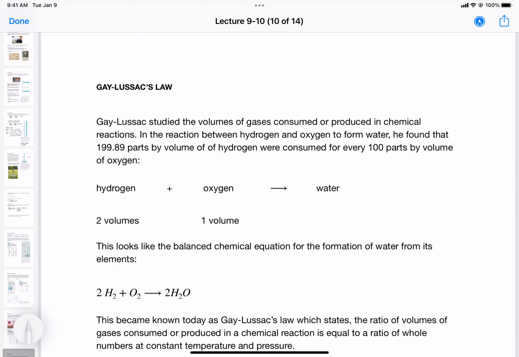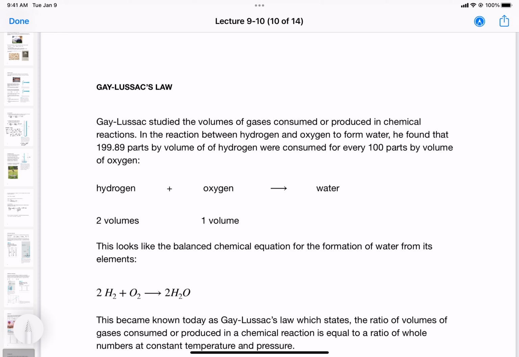Now let's get to the last two laws here. Gay-Lussac's law. He tried to study the volumes of gases consumed or produced in chemical reactions, and he saw something very interesting. In this reaction between hydrogen and oxygen to form water, he found that around 200 parts by volume of hydrogen were consumed for every 100 parts by volume of oxygen.